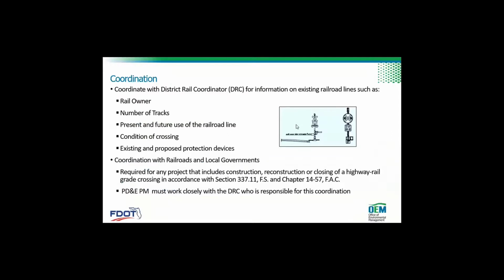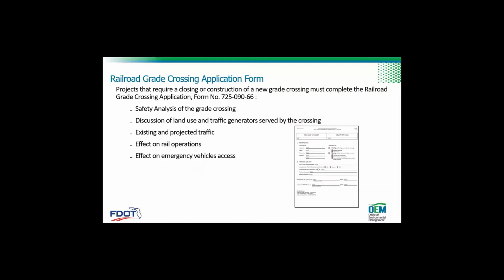A few more slides. All right, coordinate with the district rail coordinator for information on existing railroad lines, such as the rail owner, number of tracks. Coordinate with the railroads and local governments. And the project manager must work closely with the district rail coordinator who is responsible for this coordination.